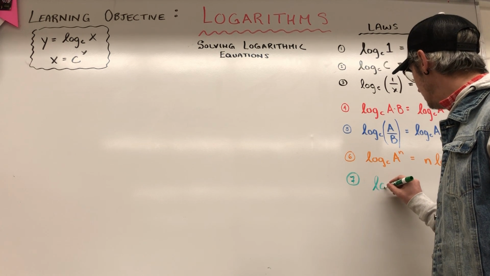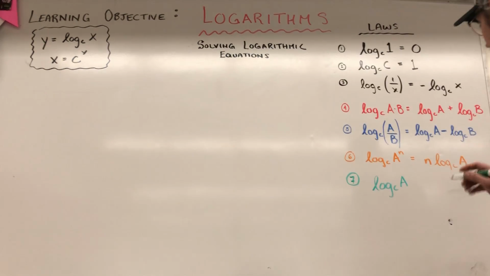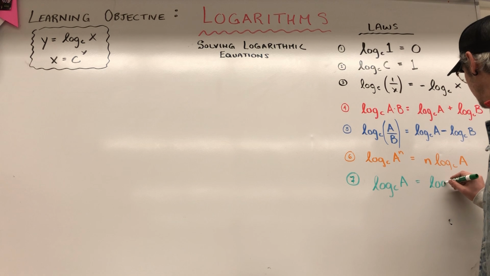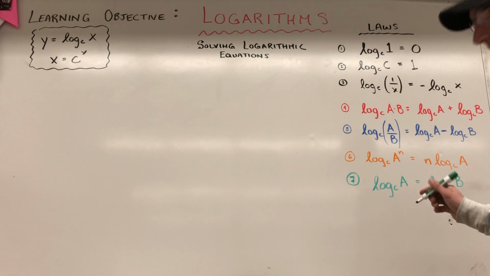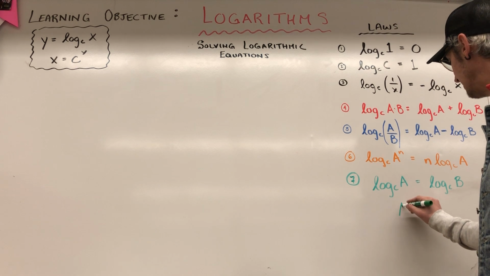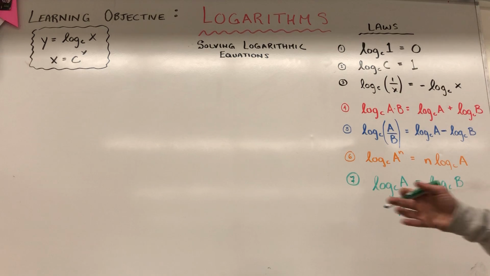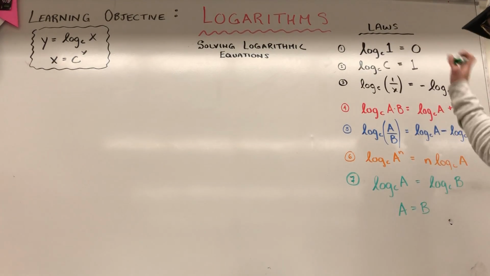And that is, when log base c of some number a is equal to log base c of some number or expression b, that means that a must be equal to b. They're very similar to our exponent identity, okay? And this just comes from everything we've done.